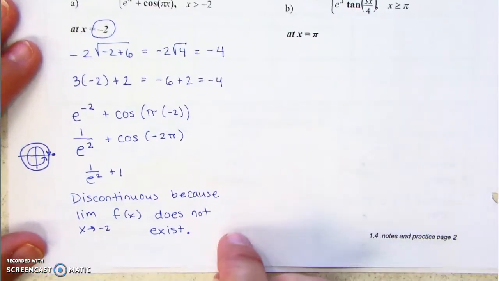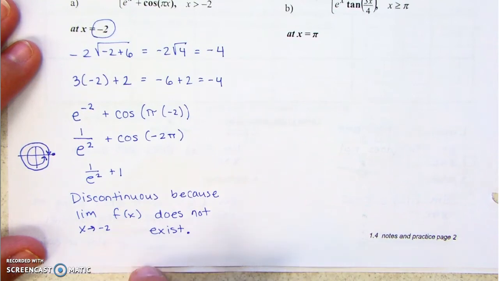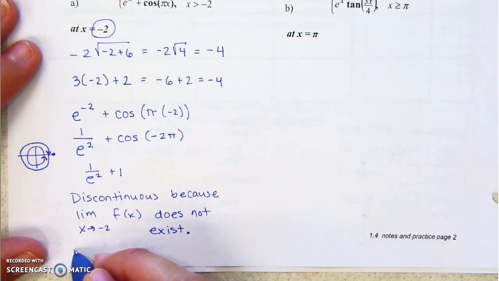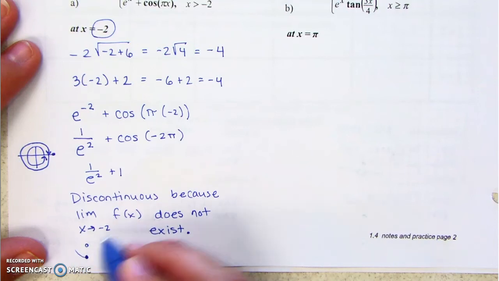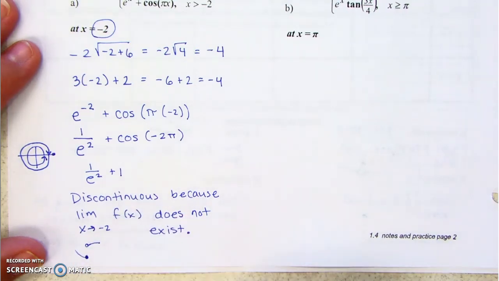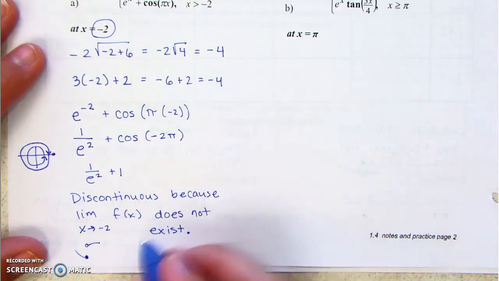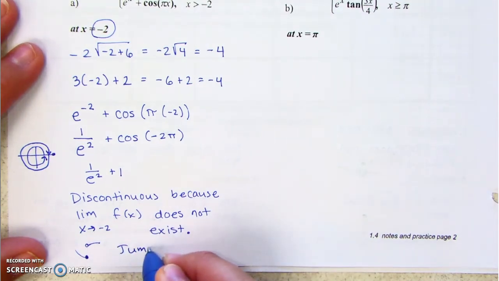And if the limit does not exist, you have to think, what does that look like in a picture? If the limit doesn't exist, one's at -4 and the other one's somewhere up here, that's a limit not existing, which means it's called a jump discontinuity.